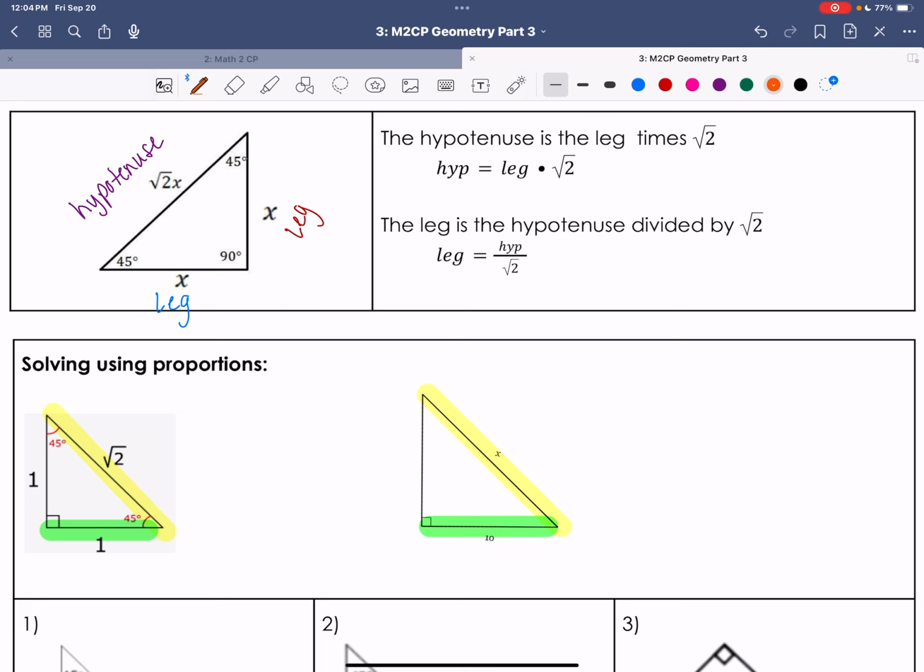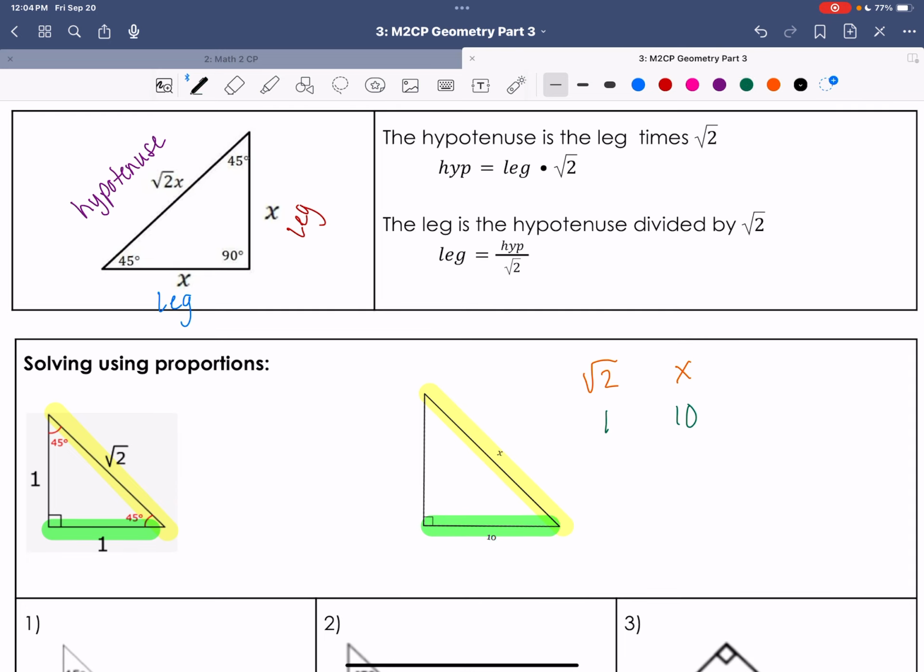So root 2 goes with x, and we said that 1 goes with 10. So now we can set up our proportions and equal them to each other. You could also do root 2 over 1 equals x over 10. There's different ways to set up proportions; either is fine. So now let's cross multiply. We're going to get 10 root 2 equals 1 times x. And this cannot be simplified anymore, so that's your answer.